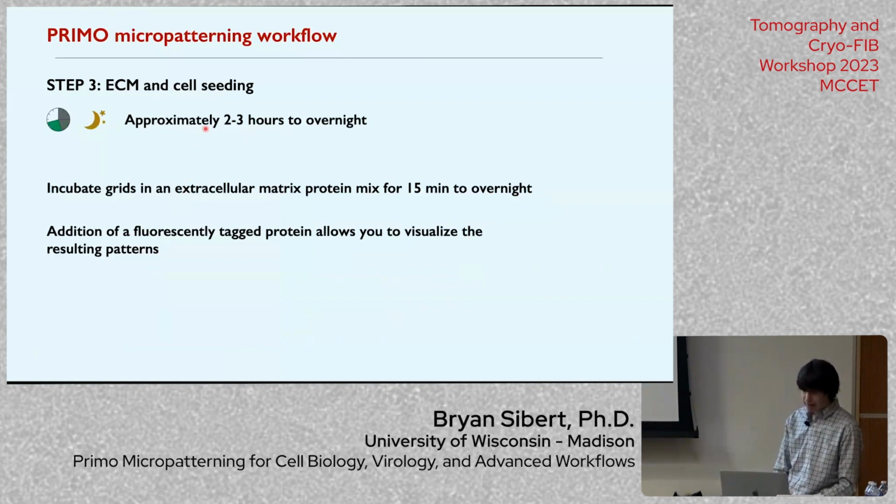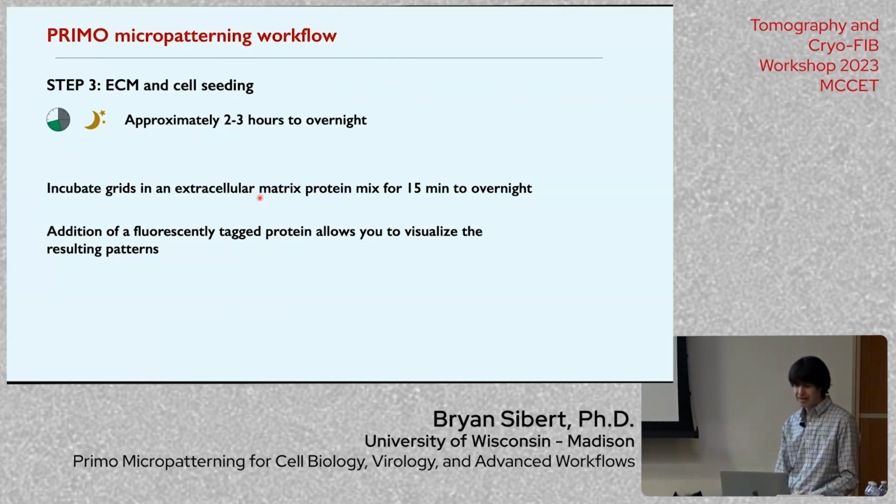So once you have your patterned grid, you need to add the extracellular matrix protein for most cells. If your cells really don't care, let's say they're HeLa cells, you can probably just add them on the poly-L-lysine that's left behind and they will grow. But most cells will benefit from adding an additional extracellular matrix protein. And this is really the second main step that I think you need to optimize.